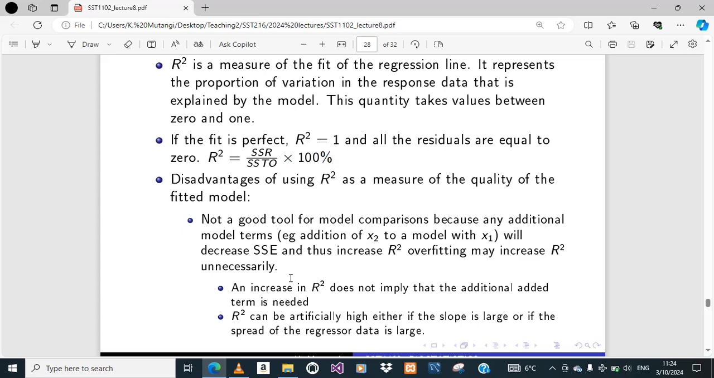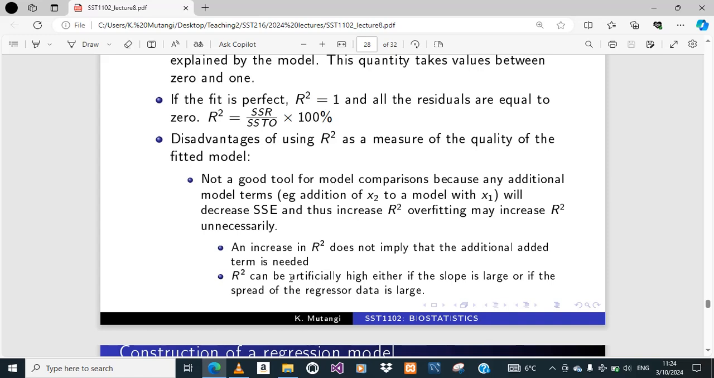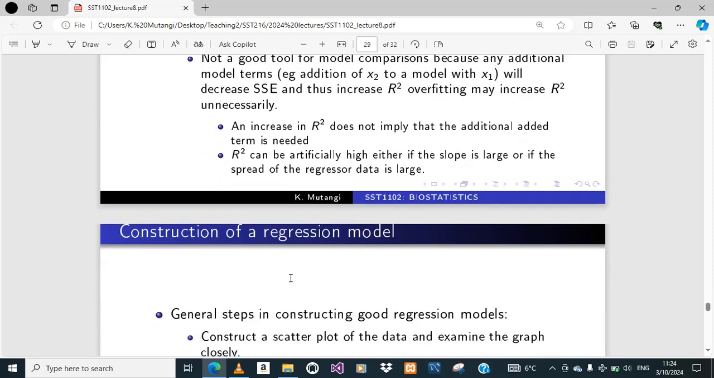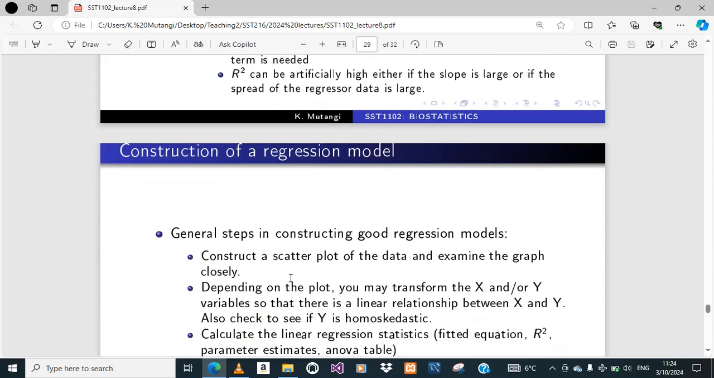R squared can be artificially high either if the slope is large or if the spread of the regressor data is large. So in other words, you have to use R squared with caution as a means of checking the adequacy of the model. Okay, let's look at the general steps in regression.